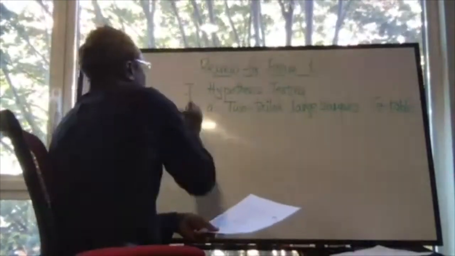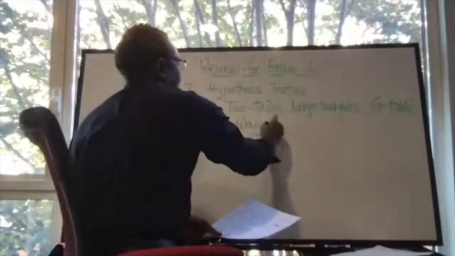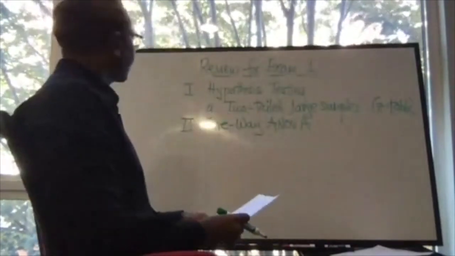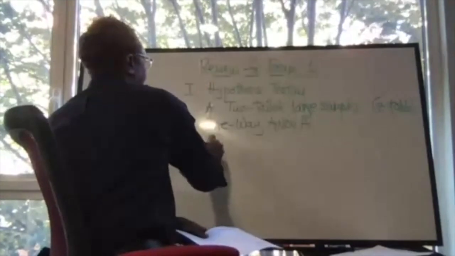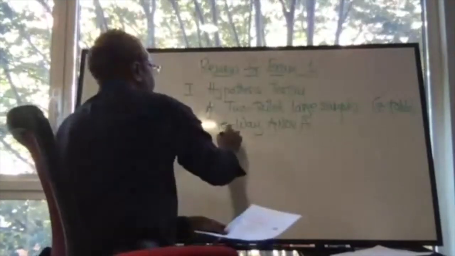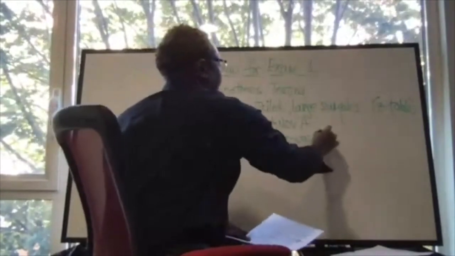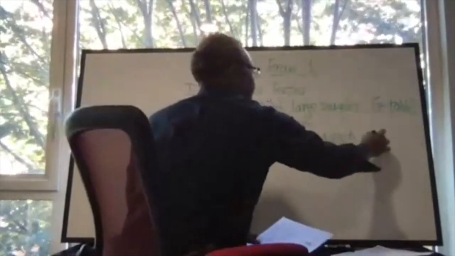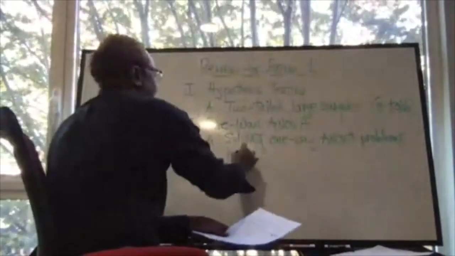Roman numeral two, let's say one-way ANOVA. All right, and this really should be a capital A. Now let's say capital A right here: solving one-way ANOVA problems by hand.